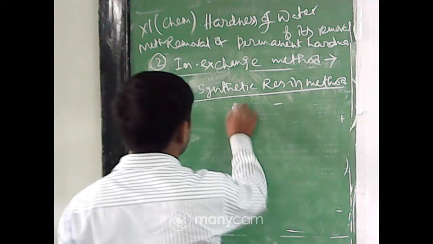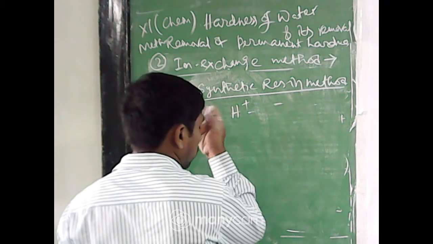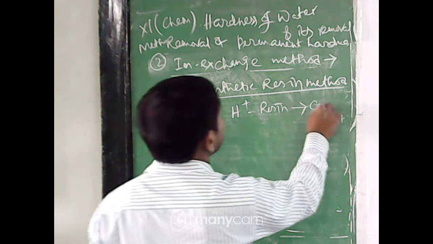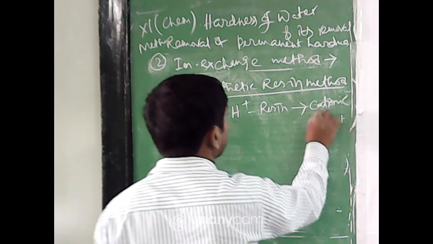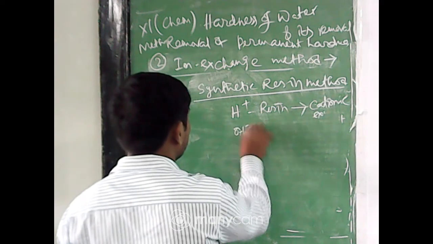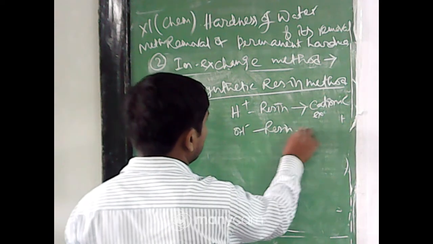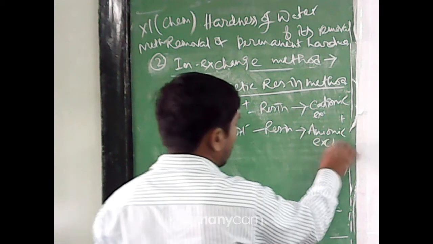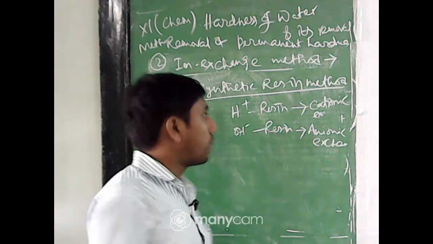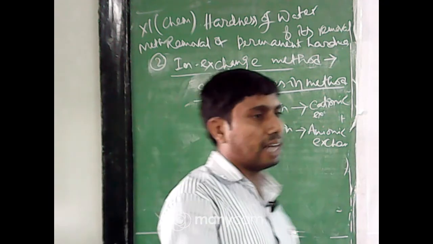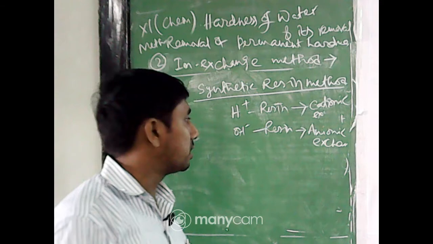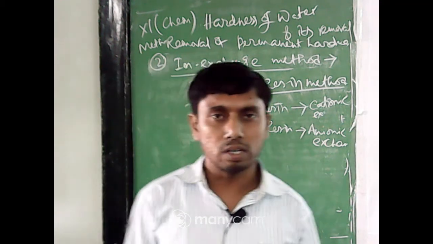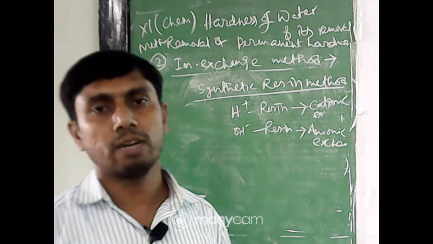Now synthetic resin methods are of two types. One is the cationic exchanger, and another one is the OH minus resin. It is the anionic exchanger. Now when hard water is passed by one cationic resin and then an anionic resin, then both the cations and anions present in the hard water will be exchanged with the H plus and OH minus ions.